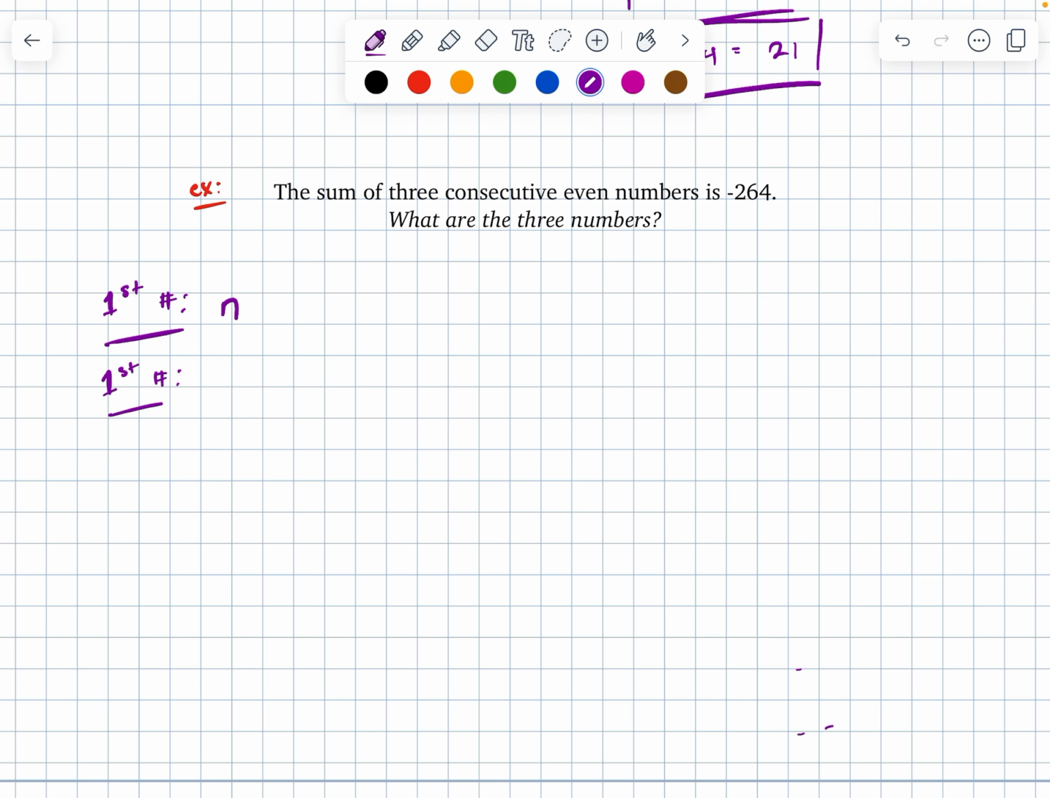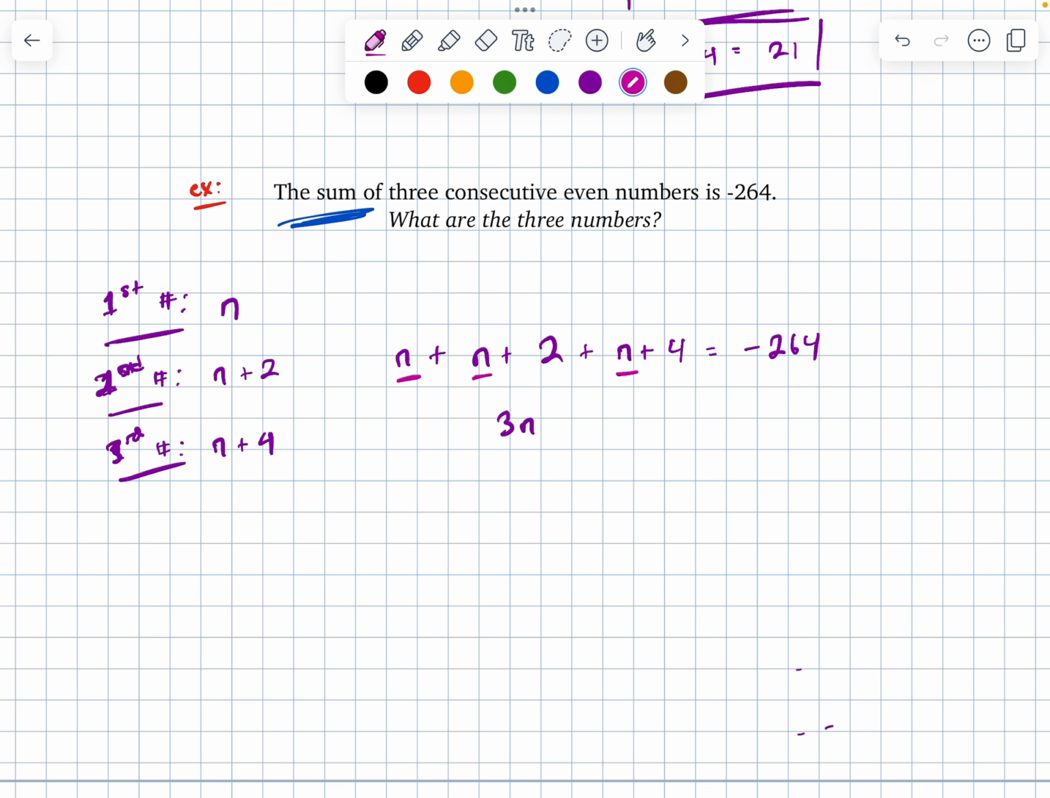my first even number. My second one would be 2 more than that, n plus 2. And then my third number would be n plus 4. And I know that if I sum all of them together, I should get, in this case, a negative number: negative 264.